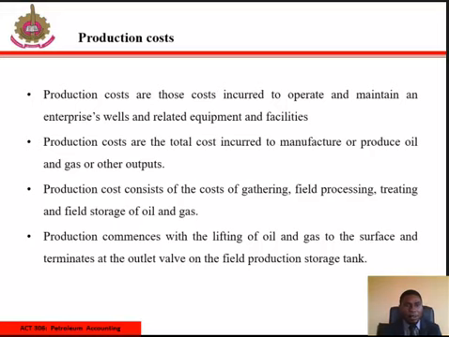Production commences with the lifting of oil and gas to the surface and terminates at the outlet valve on the field production storage tank. They include depreciation and applicable operating cost of supporting equipment and facilities. So the following are considered instances of production cost: cost of labor to operate the well and related equipment and facilities. Besides, repair and maintenance expenses made for those equipment and facilities are production cost.